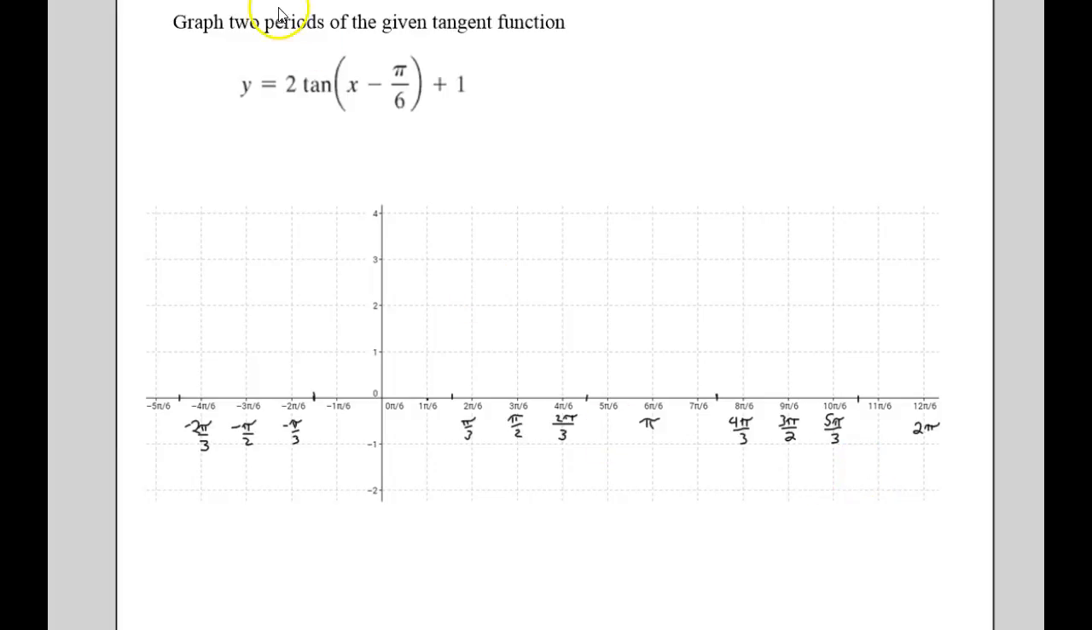So it wants us to graph 2 periods of this. Remember, this is affecting the period. This is our bx minus c. That's what we're going to set to be in between negative pi over 2 and positive pi over 2. So that's going to result in us having to add pi over 6 to all these places to isolate the x to be able to have the location of the asymptotes.